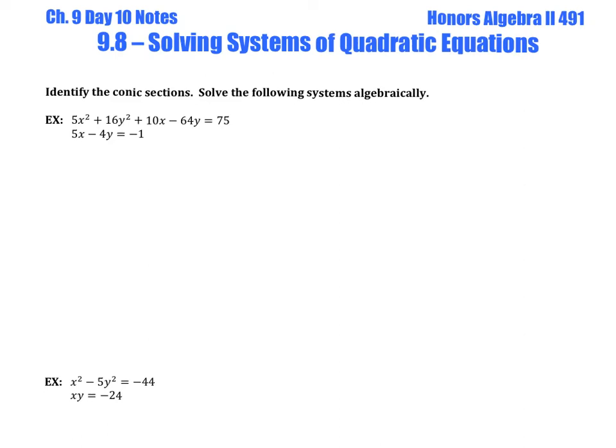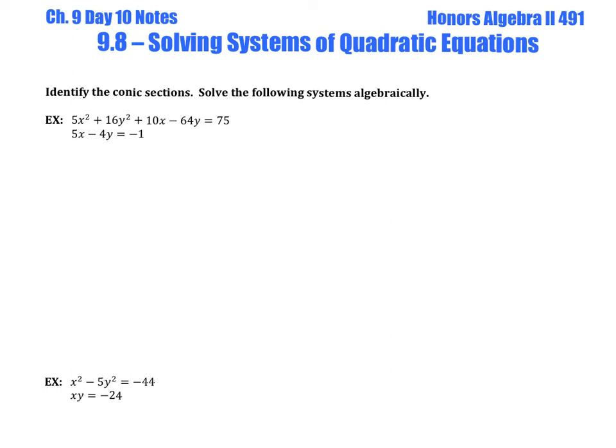Welcome to the 9.8 video about solving systems of quadratic equations. This is similar to what we did a couple days ago, but now elimination is not going to work. So we're going to have to be using substitution, which makes these problems a little more difficult. But again, you are finding where these two conic shapes will intersect. So first thing is, let's figure out what shapes we're working with.